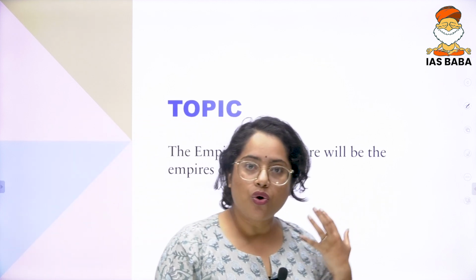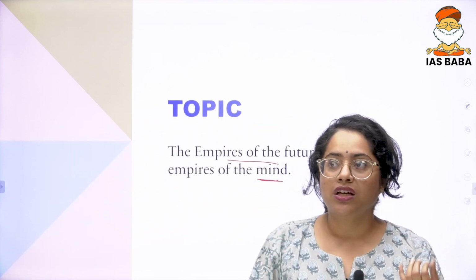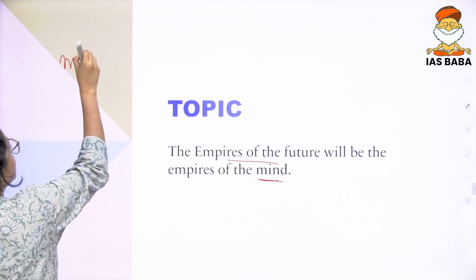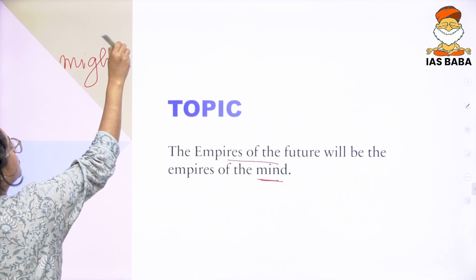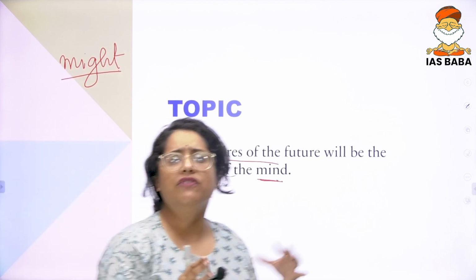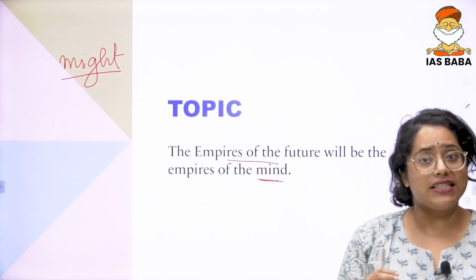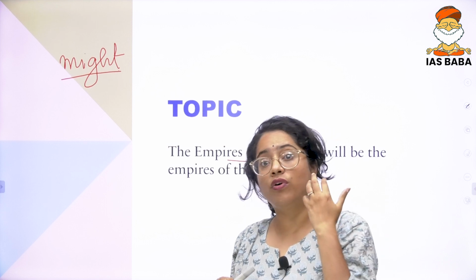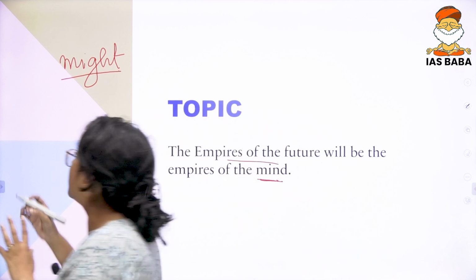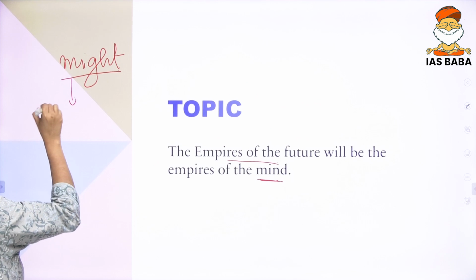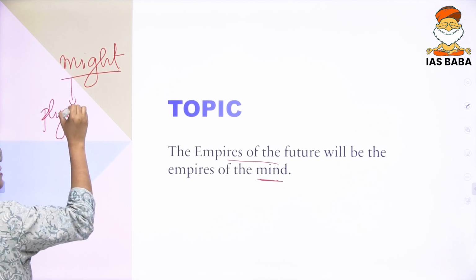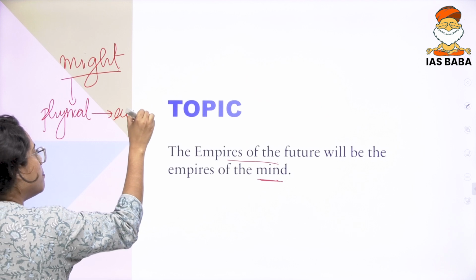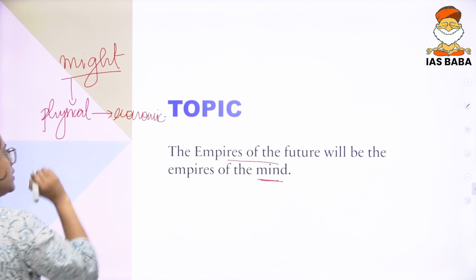The empires of the past were built on might. And it can be different kinds of might. It can be physical might. It can be economic might. Now, if I had to put it into perspective, you would see that it starts off with physical might, and then moves on to the economic might that's created out of it.